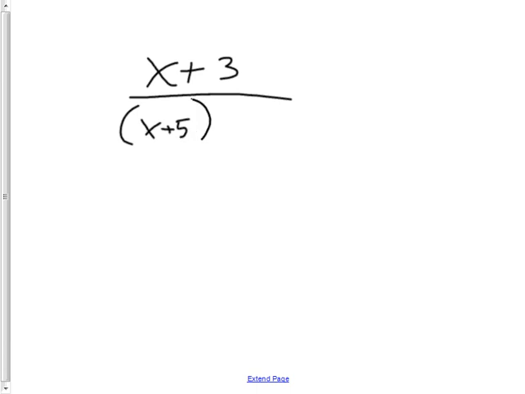So we've just talked a lot about the horizontal asymptotes. Well, let's talk about the verticals for a minute. The bottom is what it's all about. It's not about the top.